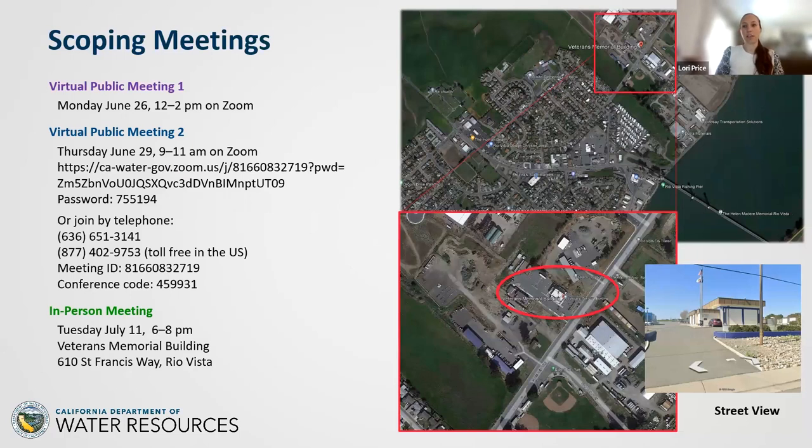DWR is hosting 3 public scoping meetings throughout the 45-day scoping period. We will be hosting a second virtual meeting this Thursday, June 29th from 9 a.m. to 11 a.m. We will also have an in-person meeting in Rio Vista down near the project site on Tuesday, July 11th from 6 p.m. to 8 p.m. at the Veterans Memorial Building. All of these meetings will have the same format with a presentation provided at the beginning of the meeting, followed by time for receiving public comments.